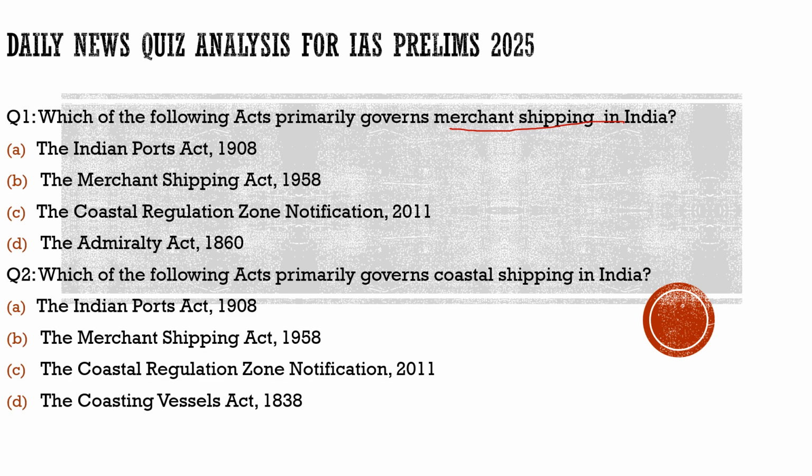Now let's try to solve these questions and get more idea about what we are following. The question says, which of the following acts primarily govern merchant shipping in India? Is it the Indian Ports Act 1908? No, it is not that. Is it the Coastal Regulation Zone Notification 2011? No, it is not. Is it the Admiralty Act 1860? It is neither. Is it the Merchant Shipping Act of 1958?